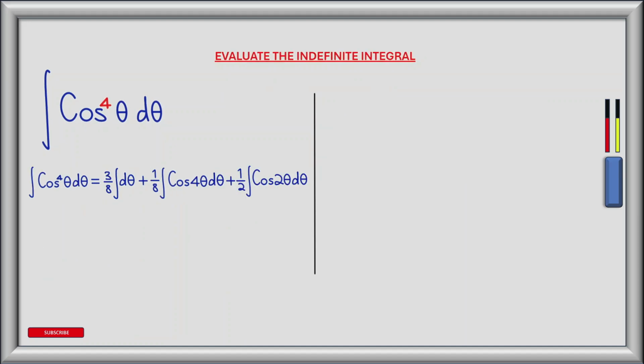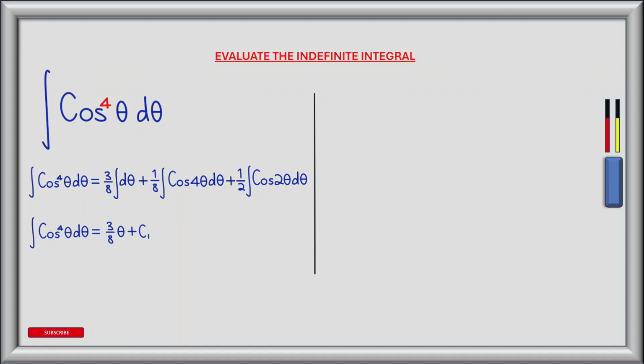Our original integral of cos⁴θ dθ has now been transformed into 3 separate integrals, which will be easier to manage. They are 3/8 multiplied by the integral of dθ plus 1/8 multiplied by the integral of cos4θ dθ plus 1/2 multiplied by the integral of cos2θ dθ. Let's now evaluate the integrals one by one.